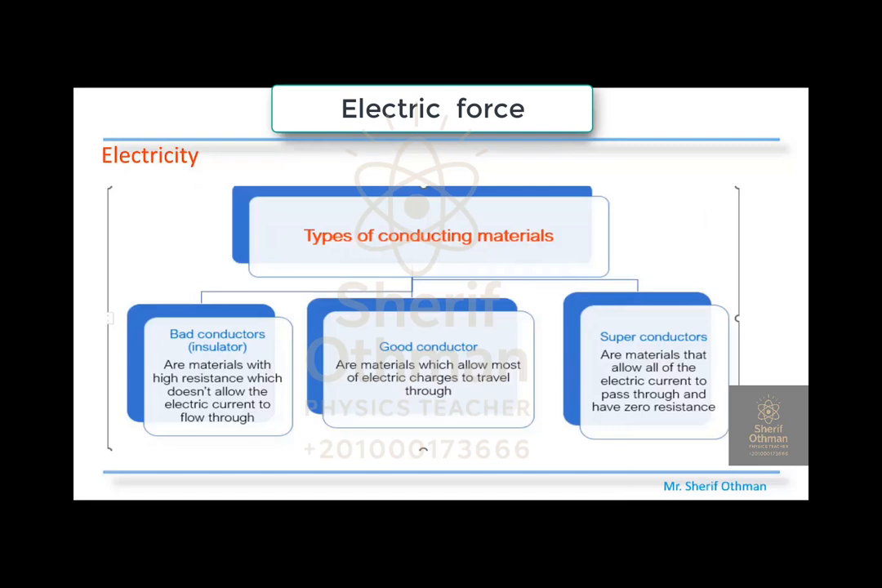Types of conducting materials, guys. We have 3 types of conducting materials: bad conductors, or insulators, good conductors, and superconductors. Bad conductors are materials with high resistance, which don't allow electric current to flow through them. Good conductors are materials which allow most of the electric charges to travel through them. Superconductors are materials that allow all of the electric current to pass through and have zero resistance.